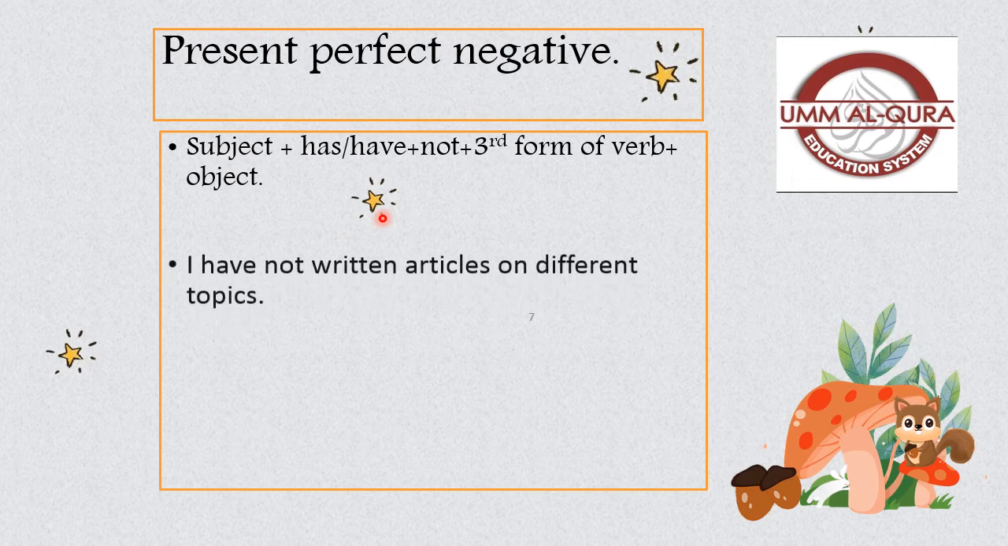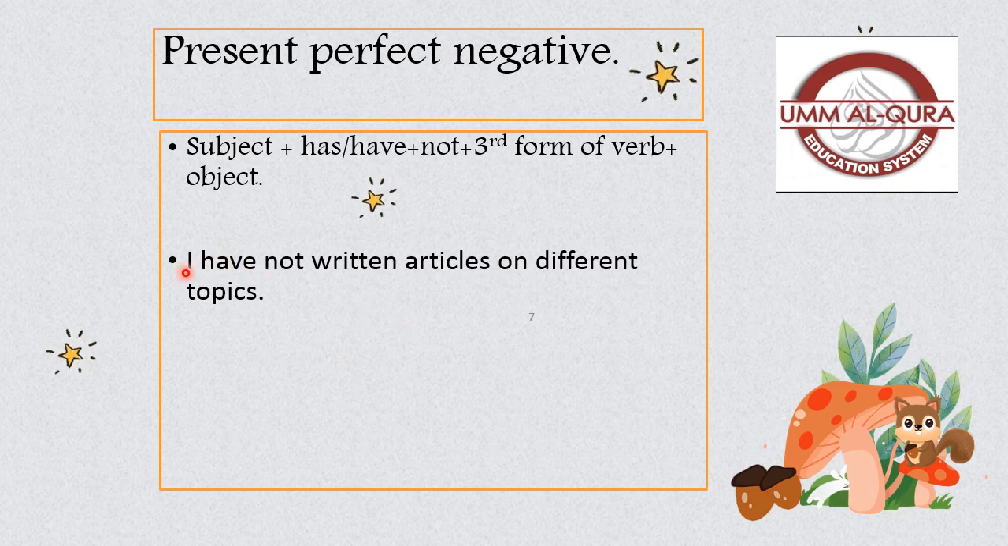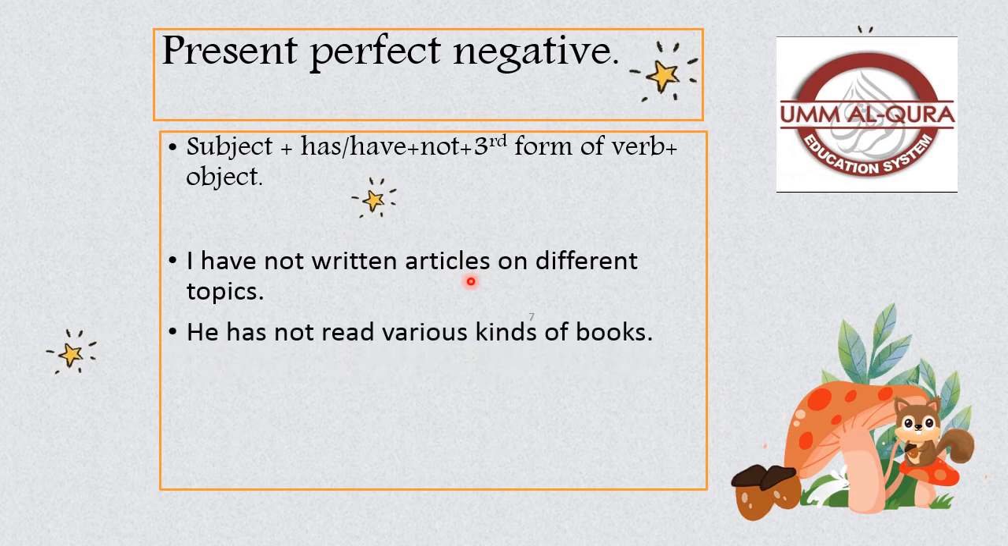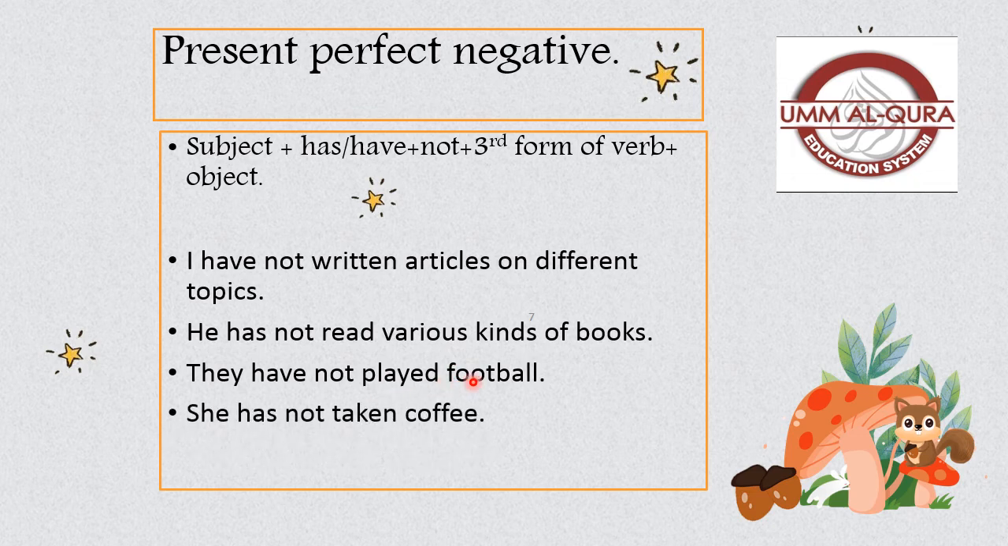Next one, we are going to discuss few examples over here. I have not written articles on different topics. I, subject, have, helping verb, not to make it negative, written, third form of verb of write, articles on different topics. He has not read various kinds of books, and third one, they have not played football, she has not taken coffee. Hopefully it will be clear for you.